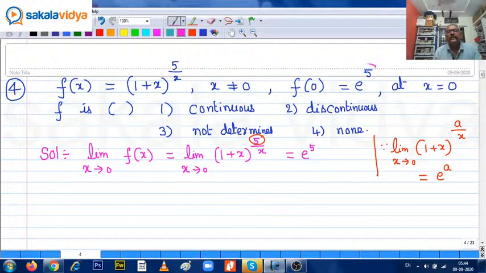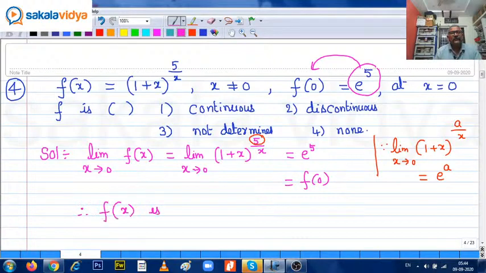But e raised to 5 is equal to f(0). So we can write f(0). So therefore f(x) is continuous at x equals 0. Obviously option 1. Right.